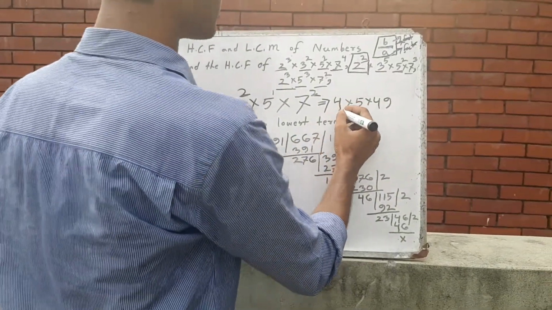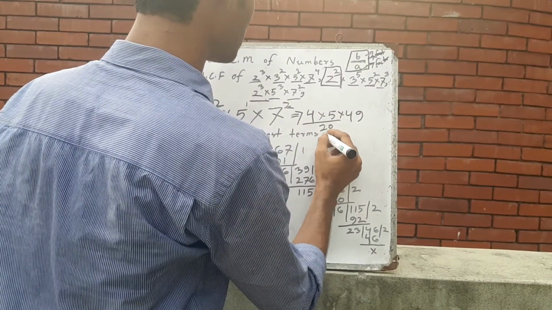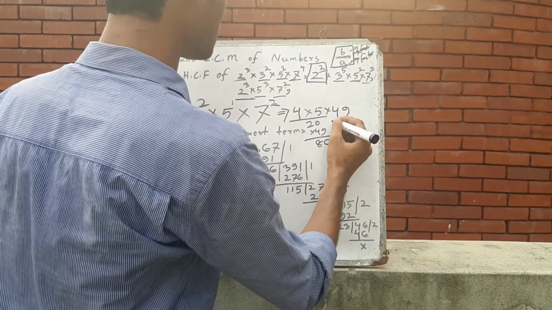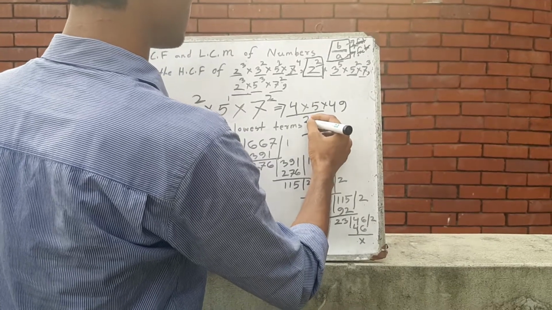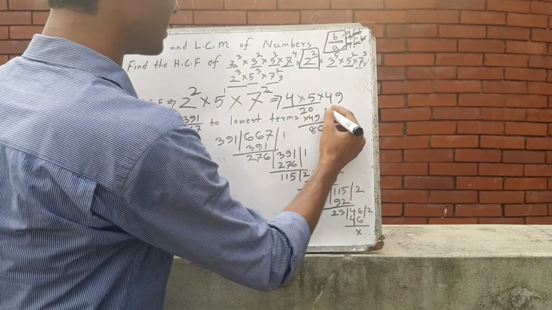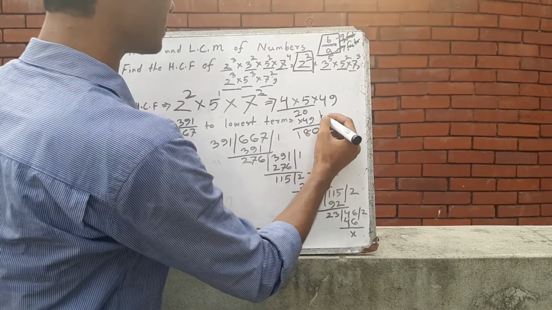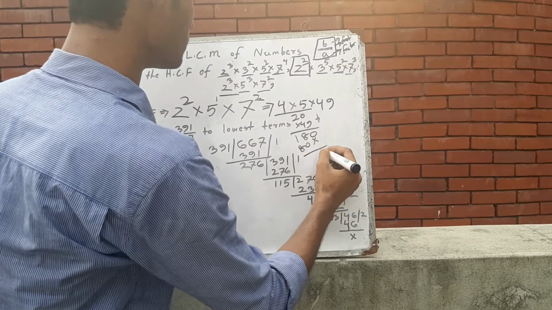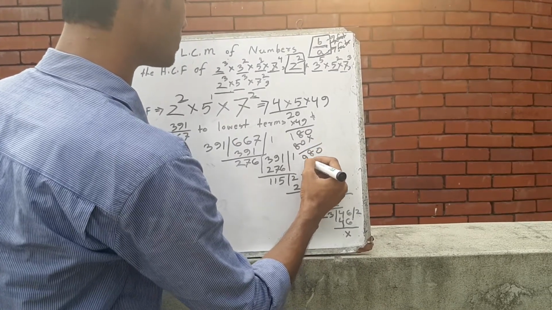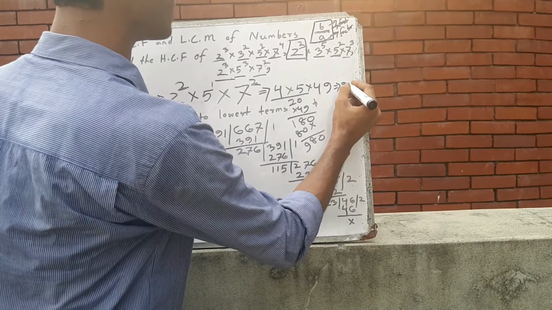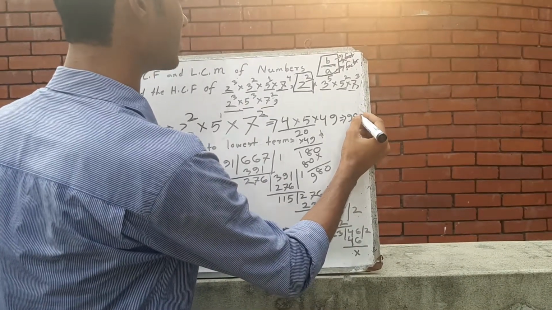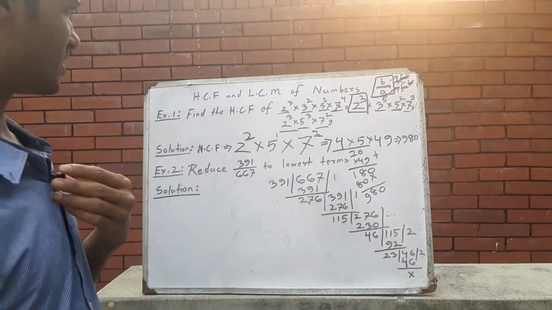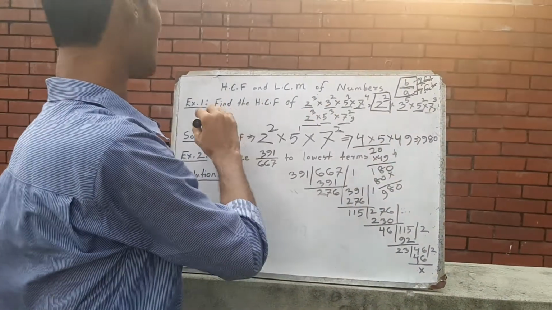Then check. 4 into 5 is 20. 20 into 49: 9 into 0 is 0, 9 into 2 is 18, so we get 980. So 980 will be our answer. 980 is the highest common factor, or H.C.F, for our first question.